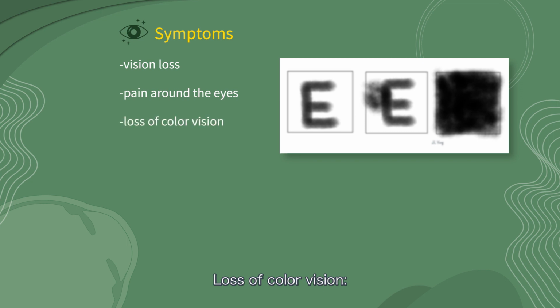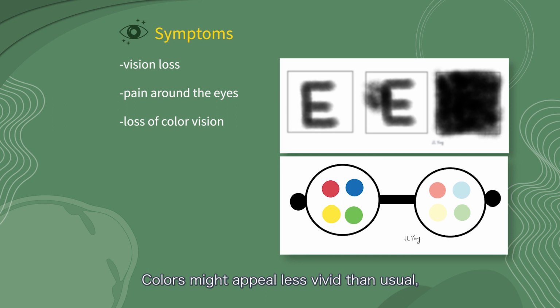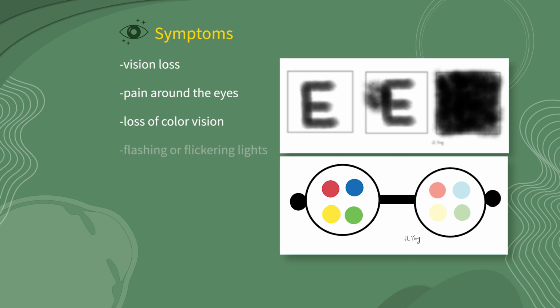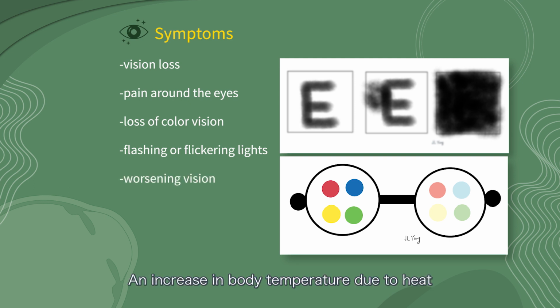Loss of color vision. Colors might appear less vivid than usual, while some people may be unable to distinguish between individual colors. Flashing or flickering lights. This symptom occurs with eye movement. Worsening vision. An increase in body temperature due to heat or exercise can cause this vision change.